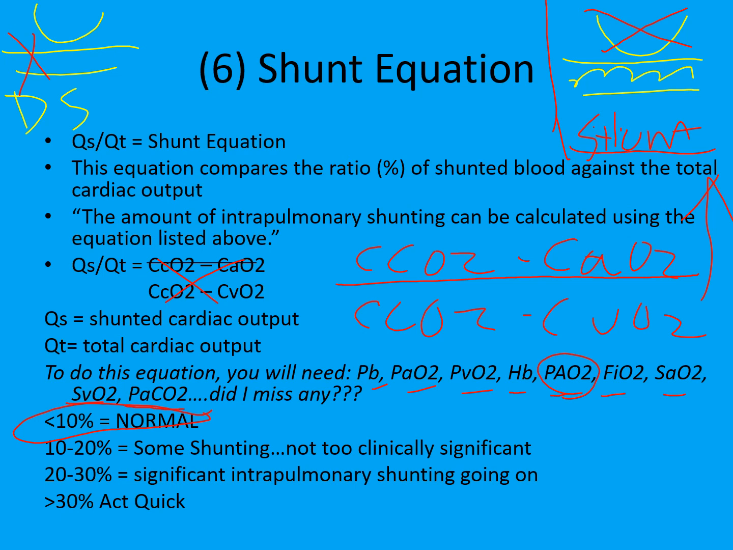We're getting to 10 to 20%. There's some shunting going on, but usually we're not going to consider that clinically significant. In other words, we're not going to take a lot of action towards it, but we're going to monitor it. At 20 to 30%, this is considered significant shunting, so we should probably figure out what's going on here. If it's over 30%, we're going to take immediate action because this is a very severe condition for the patient. So you just need to be ready to do this shunt equation ultimately as well.